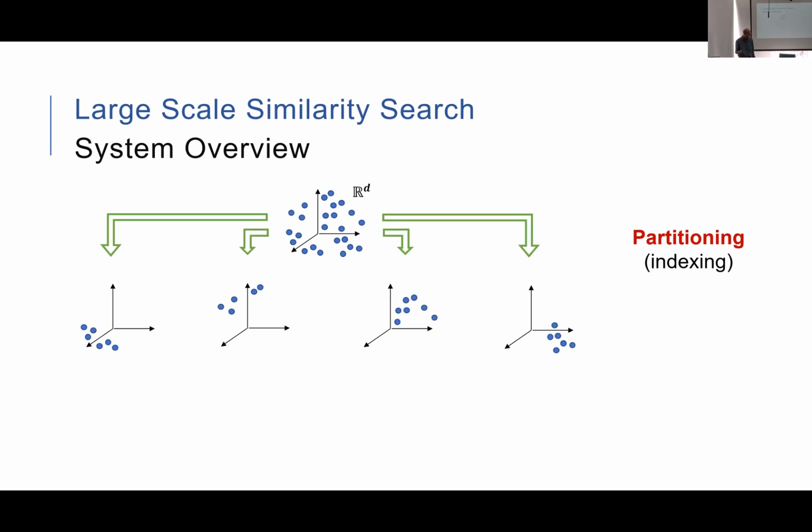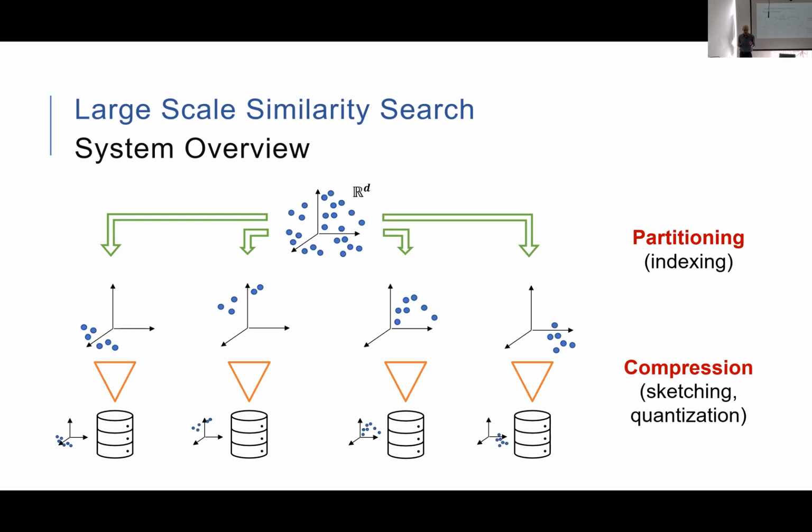Let me give you the overview of how we usually solve it at large scale. So the typical system has two stages. We start with our data set, billions of points in R to the D. The first stage is partitioning. So we take the data set and we break it into a few pieces. And the second stage is compression. So we take each piece and we compress it to fit on the memory of a machine. And this collection of machines, or network of machines, is the search system.